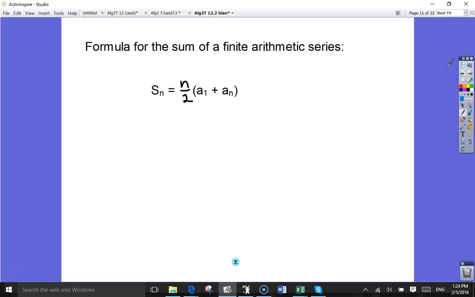So the n equals the number of terms. The A1, what does that represent? First term. And AN, if you're finding the sum of 20 terms, that's S20, and that means it's A20. It means it's the last term, right? So last term.